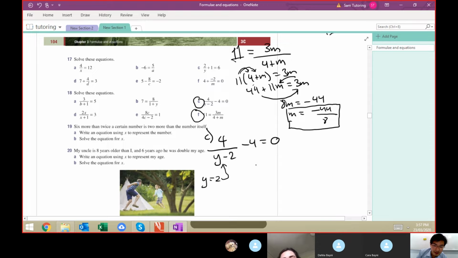The way to do it is this way. You'll get 4 over y minus 2. You bring the 4 across first, followed by distributing that denominator across. 4 multiplied by y minus 2. You'll get 4y minus 8, 4.